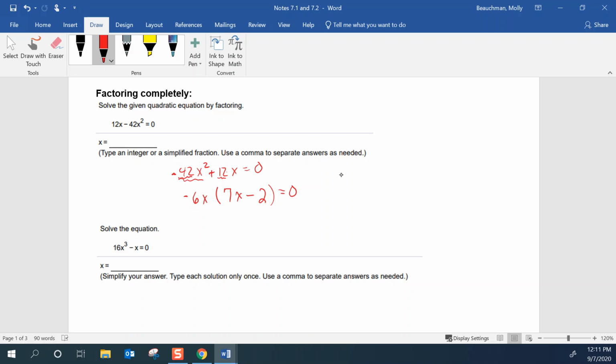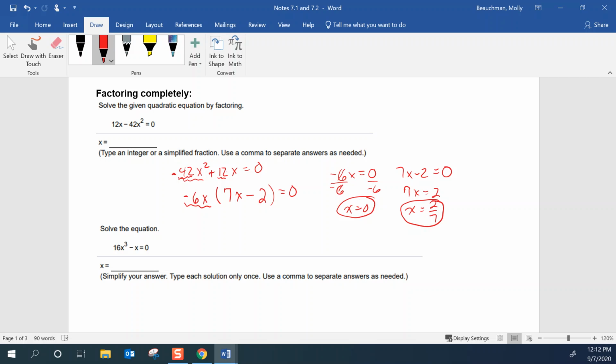Then we still take each of those and set them equal to 0 and solve. In the first equation, divide both sides by -6. We end up with x equals 0, so that's a solution. Also, add 2 to both sides, divide by 7. So x equals 0 and x equals 2/7. So even when you have a single term like -6x equal to 0, x equals 0 is still one of the solutions.